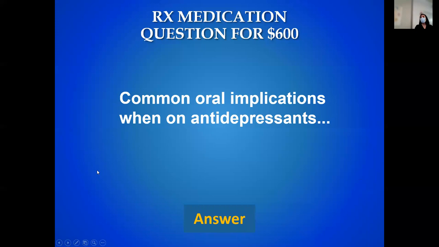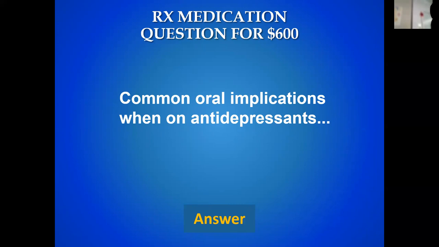So common oral implications when an antidepressant is being administered, I guess. This seems like an incomplete thought here. Common oral implications when an antidepressant... Xerostomia, yes, that's one. Anything else anyone can think of? Bruxism, that's a good one.